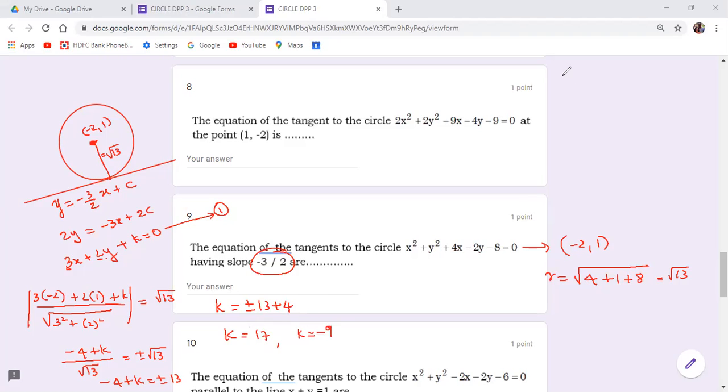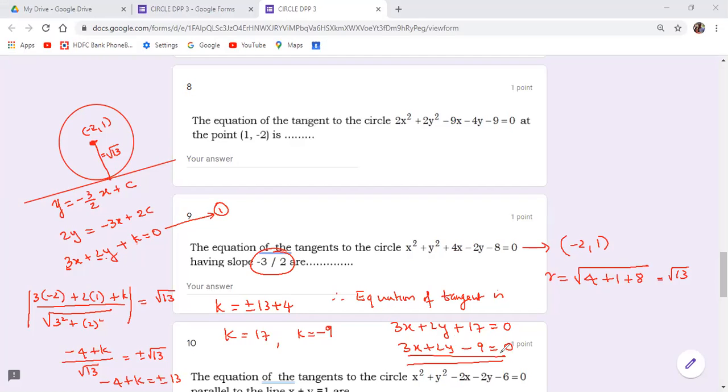Am I right? Yes, sir. So now directly replace k's value here. Therefore, equation of tangent is, don't put in the c, okay? Put in k. Equation of the tangent is 3x plus 2y plus 17 equal to 0 and 3x plus 2y minus 9 equal to 0.